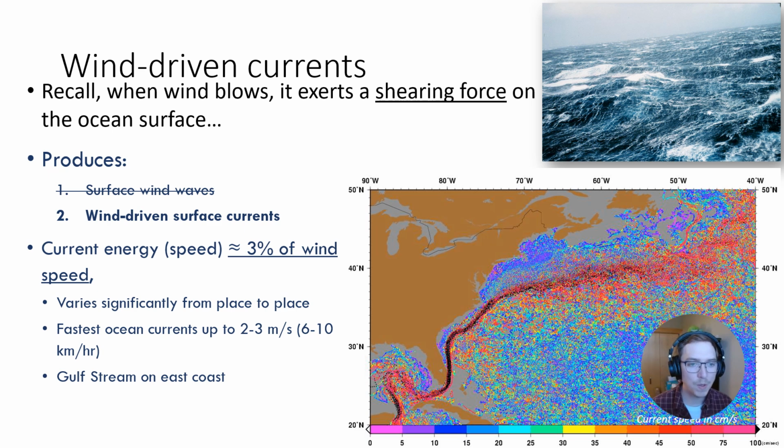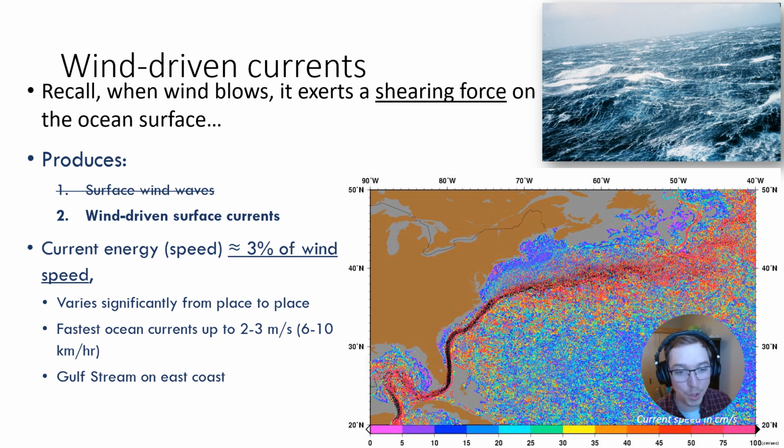What this produces is wind-driven surface currents. So current energy or speed is roughly about 3% of the wind speed. If we look at this picture that my face is currently over, we see a bunch of different colors. Those are expressions of velocity in ocean currents in centimeters per second, not meters per second, centimeters per second. So the fastest, we look at that Gulf Stream, may be moving upwards of a meter a second. It varies significantly from place to place.